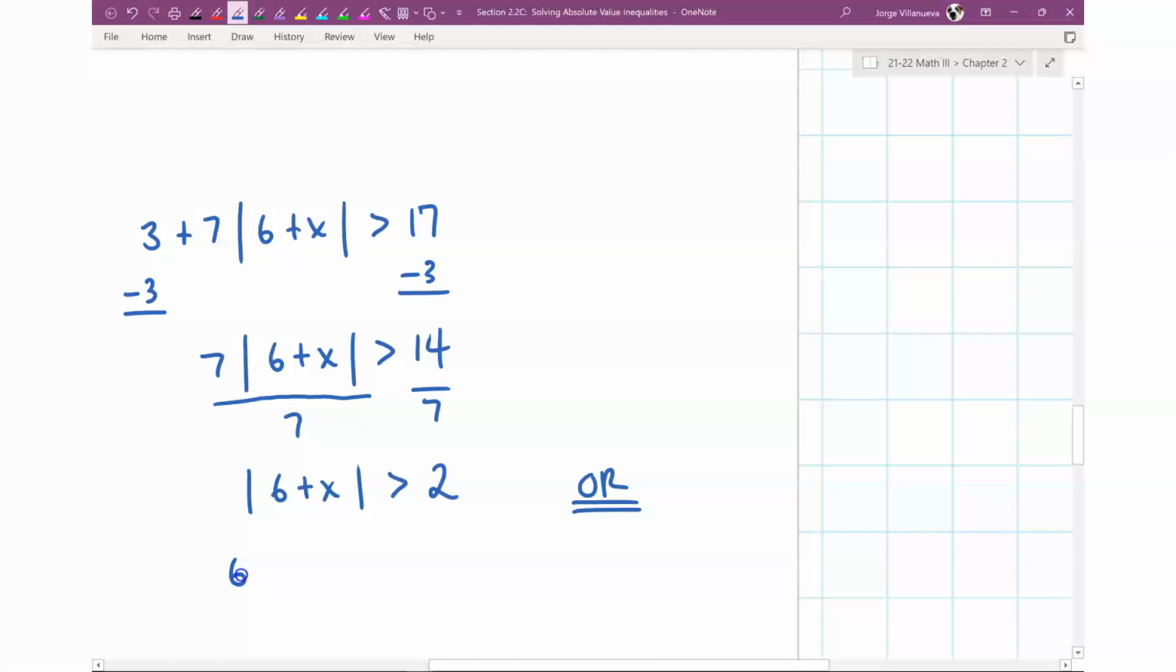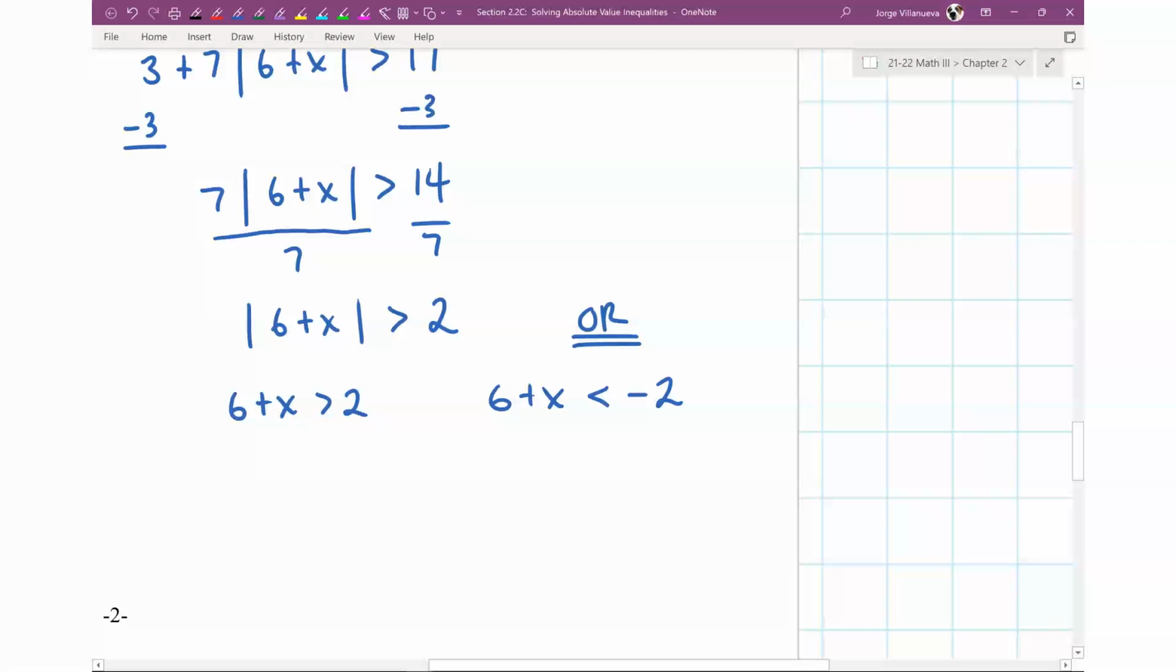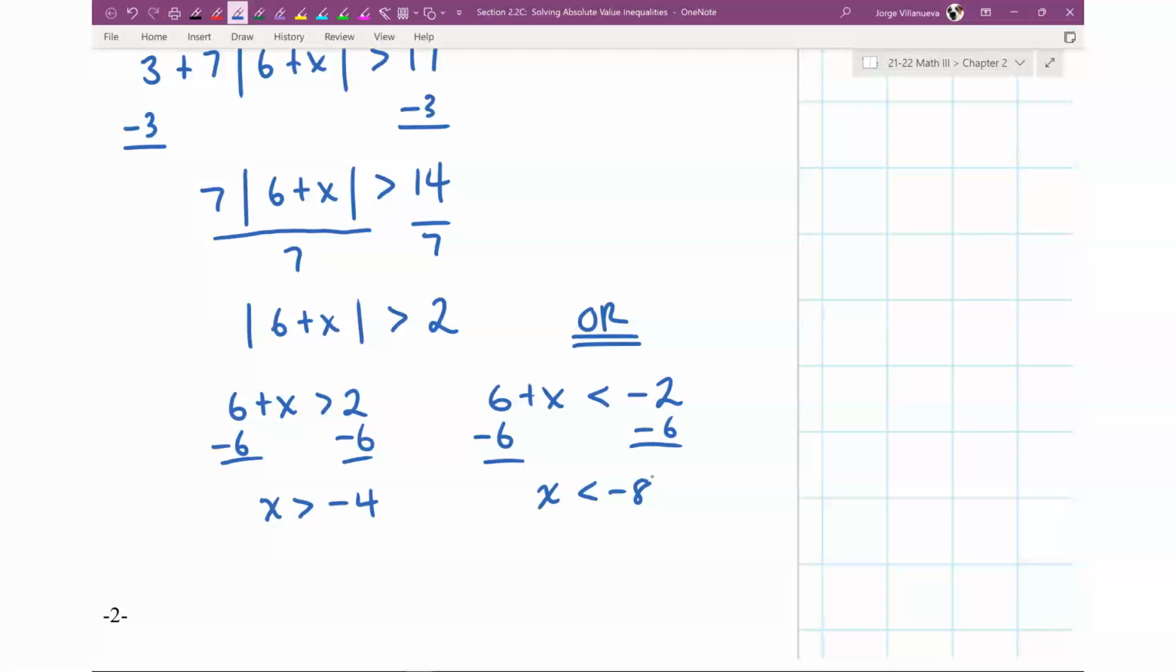I'm going to break it into two parts. 6 plus x is greater than 2. 6 plus x is less than negative 2. Again, you guys should be comfortable solving this stuff here. Just subtract by 6. So x is greater than negative 4. Right here we'll subtract by 6. x is less than negative 8. All right, so I got my two answers. Okay, x is greater than negative 4, and x is less than negative 8.